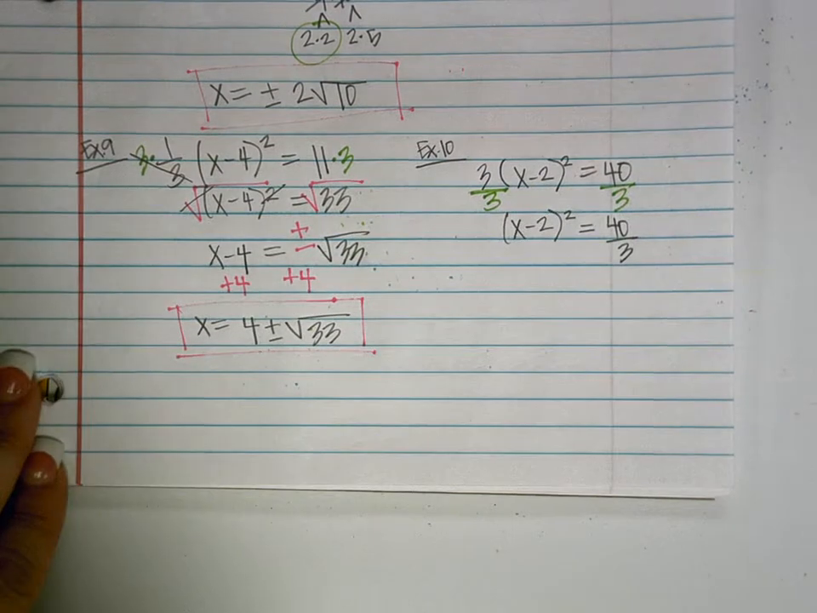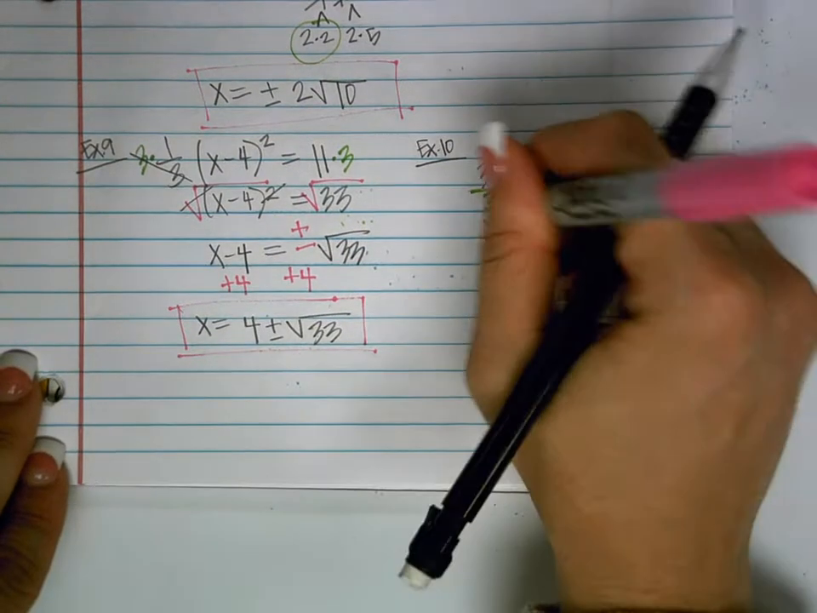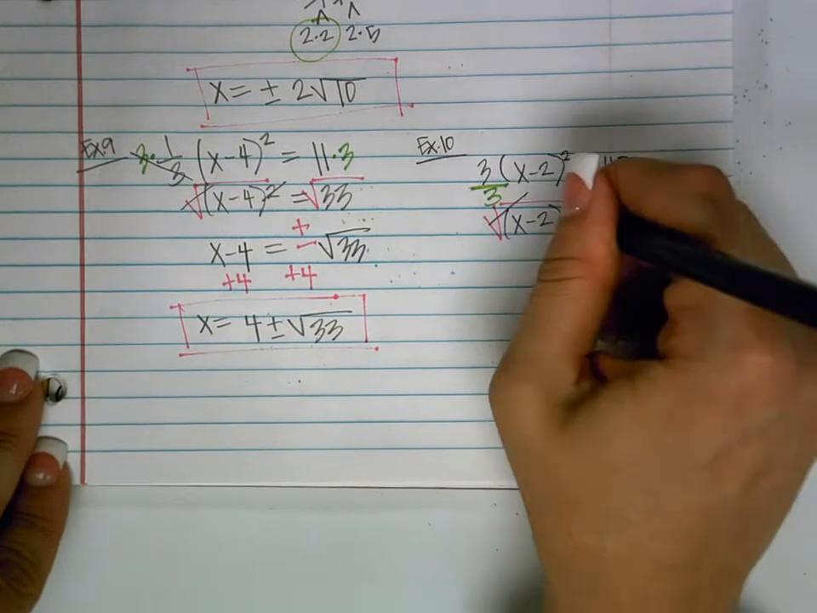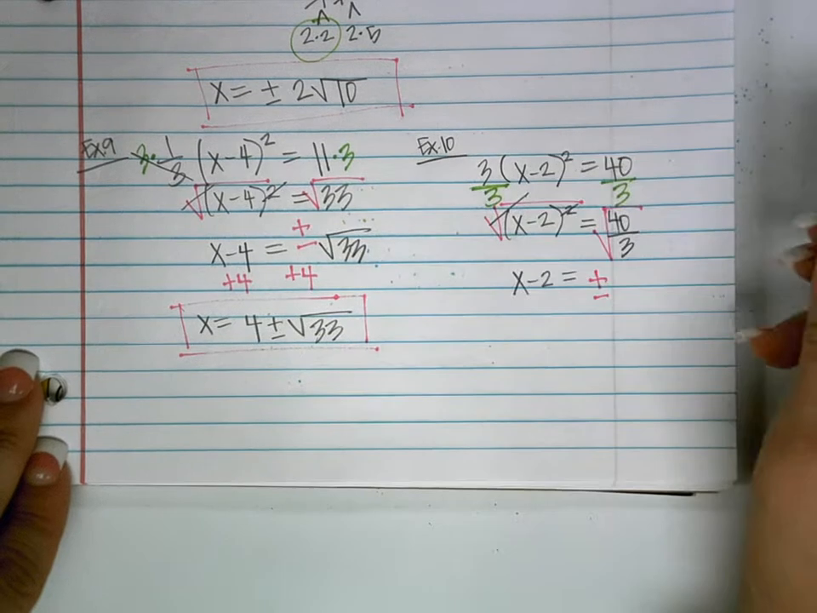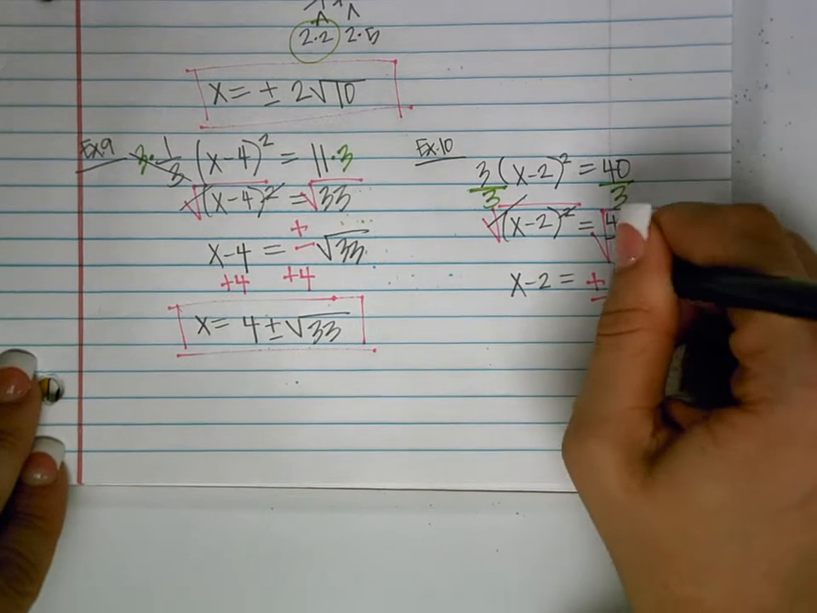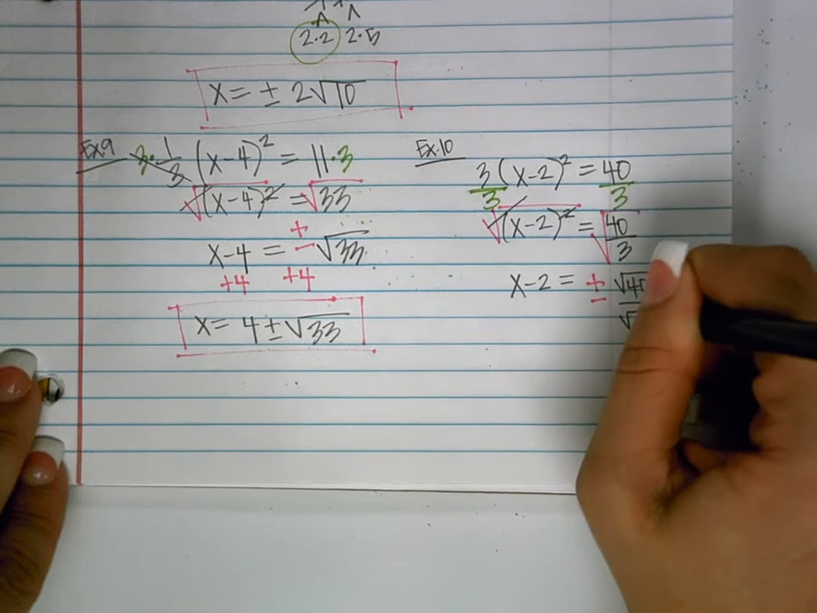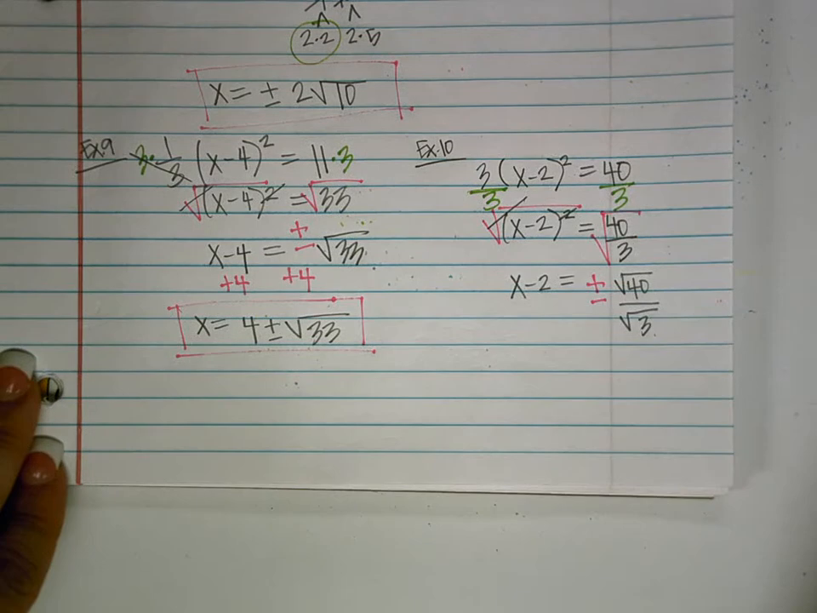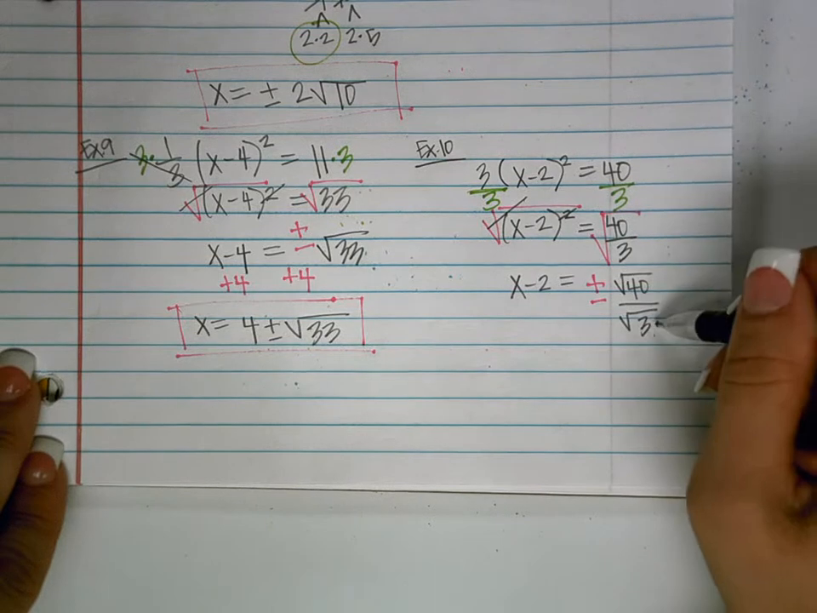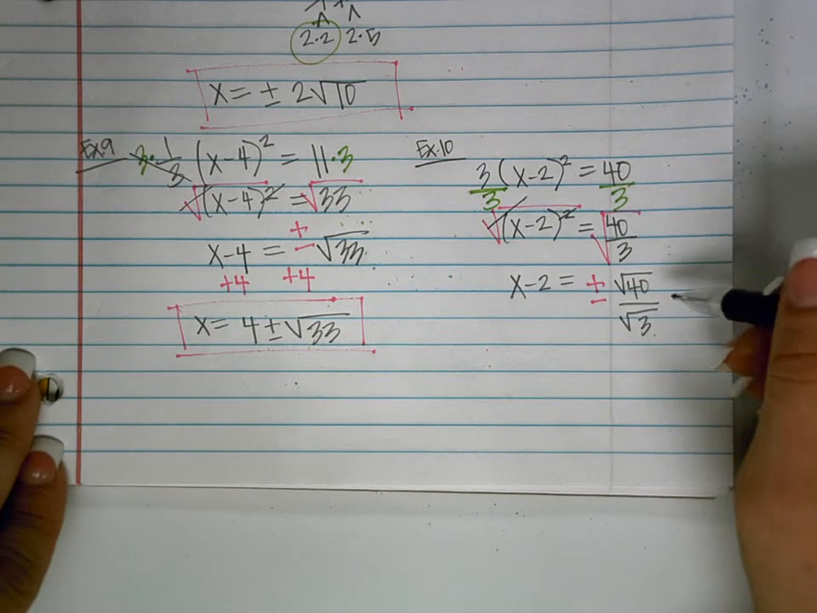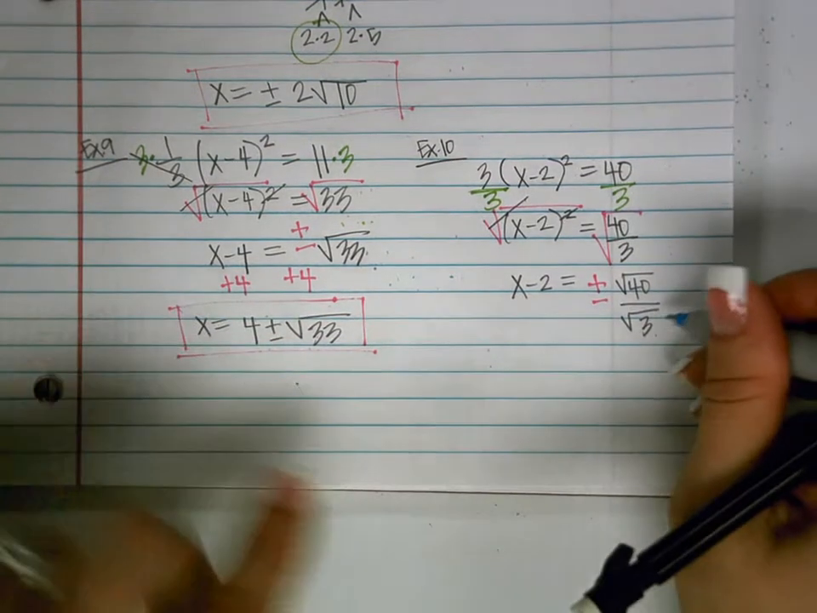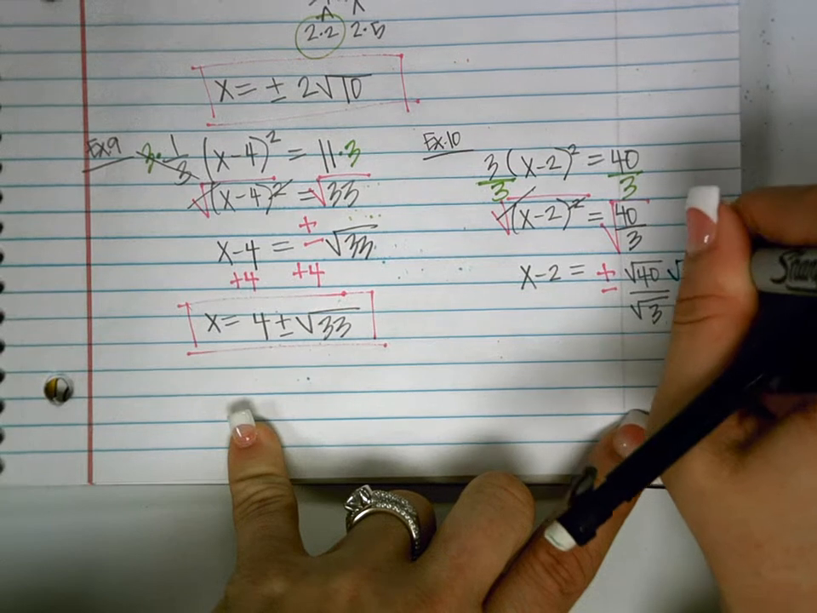How do I undo that square? Root it, which means I put a plus or minus in the next step. So this goes away. We get x minus 2 equals plus or minus root 40 over root 3. I just split that into 2. What's wrong with this root 40 over root 3? Can't have a root in the bottom. So what do I have to do? Multiply it by itself. What do we call that, if I'm getting rid of the denominator? Rationalize the denominator, right. So how do I rationalize that denominator? I multiply top and bottom by root 3 over root 3.